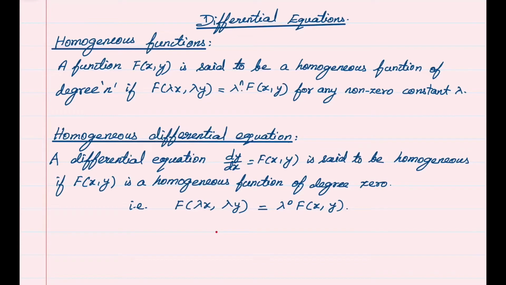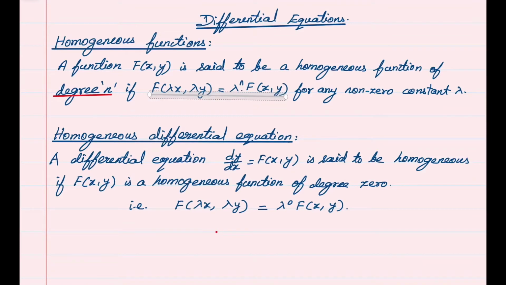Chapter 9 Differential Equations. Let us learn about homogeneous functions. A function f of x, y is said to be a homogeneous function of degree n if f of lambda x, lambda y is equal to lambda raised to n times f of x, y for any non-zero constant lambda.